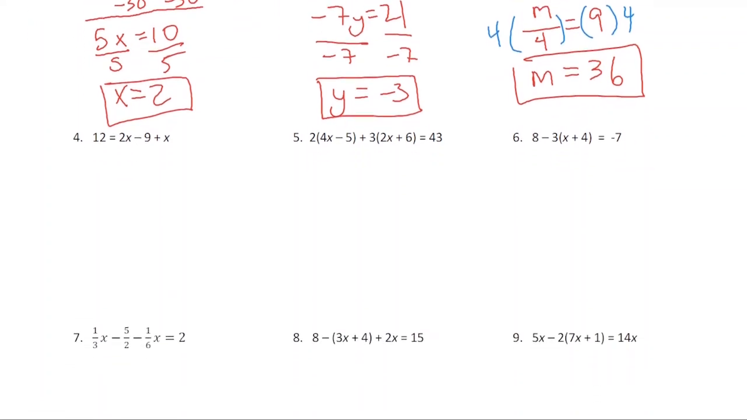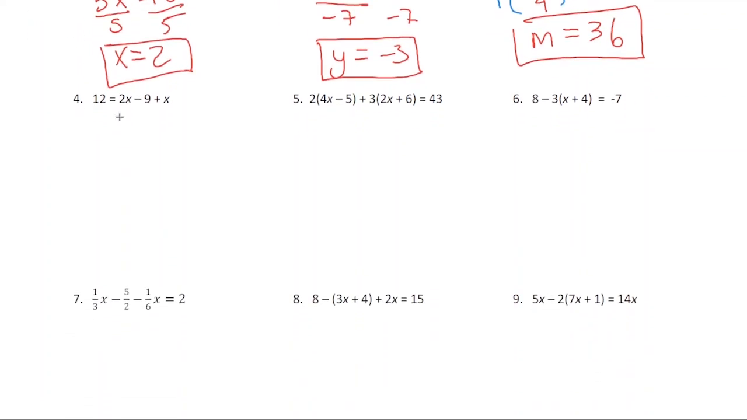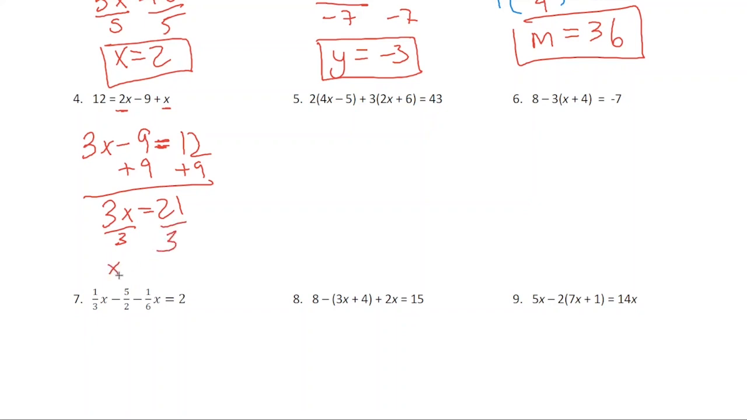Number 4, got to combine my like terms. 2x plus x is 3x minus 9. So I'm just going to actually write it like this. I really like having the variables on the left-hand side. It's not required. That's just something I like to do. That way I can rest assured that my final answer will be x equals something, as opposed to something equals x. Now I know those statements are equivalent, but if we're trying to solve for x, it just flows a little nicer that way. So I'm going to add 9 to both sides and get 3x equals 21. Divide both sides by 3, and get x equals 7.